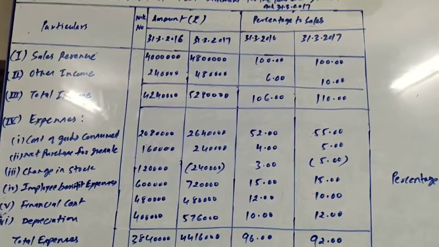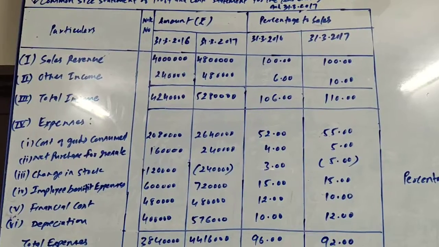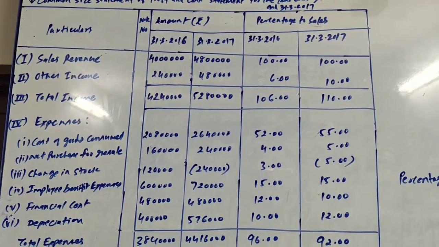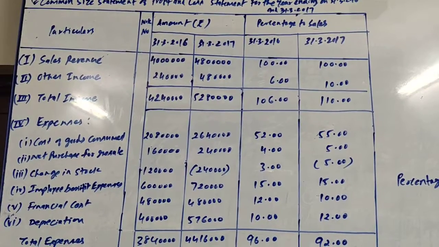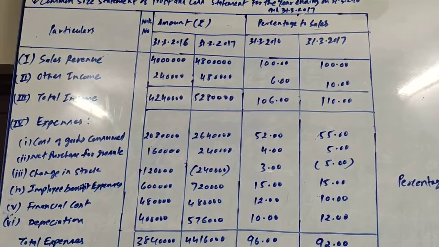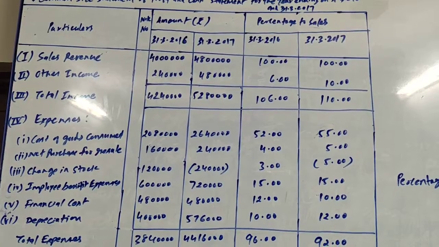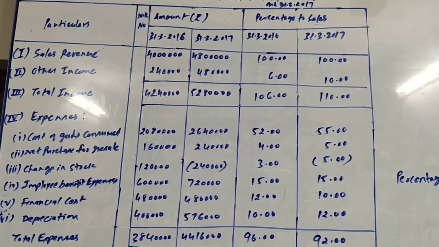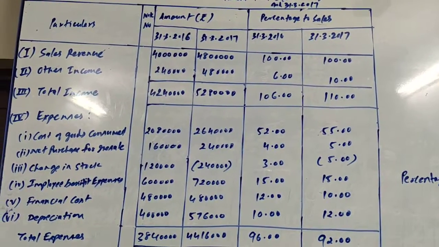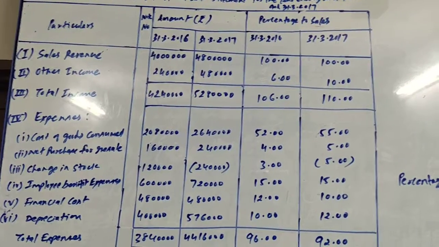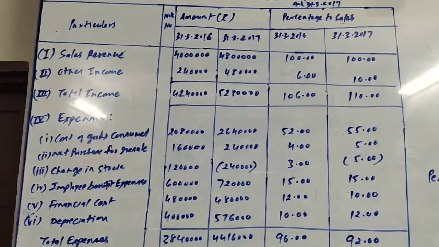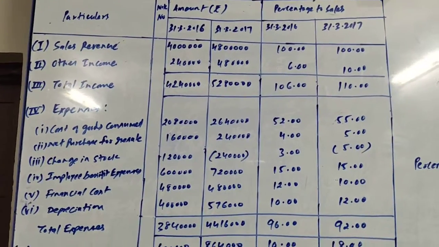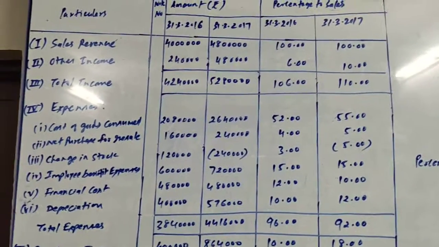So in the previous year, that is 2016, 6 lakh upon 40 lakh into 100, we get 15%. And in the year 2017, 7,20,000 divided by 48 lakh into 100, we get how much? 15%. So in both the years it is the same. Then financial cost, it is given 4,80,000 in both the years.